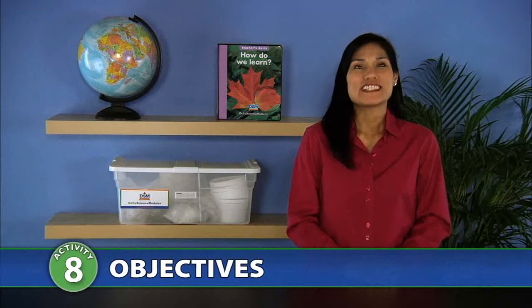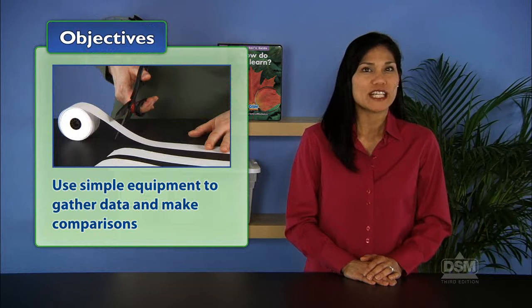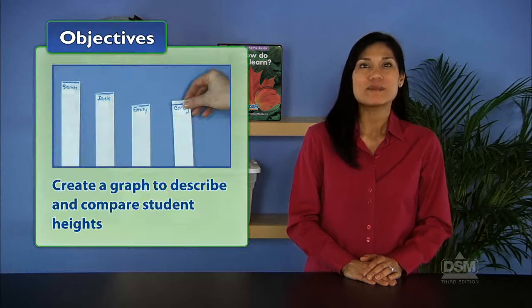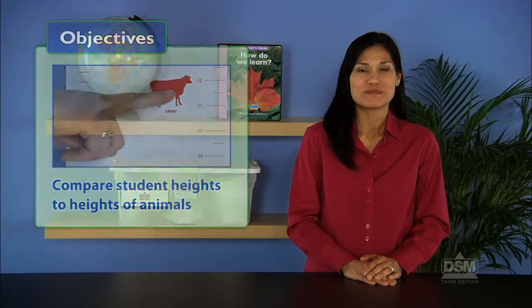In Activity 8, using adding machine tape to measure, students use a non-standard unit, adding machine tape, to measure their heights. The students first use simple equipment to gather data and make comparisons. Then, create a graph to describe and compare student heights. And finally, compare student heights to heights of animals on a growth chart.